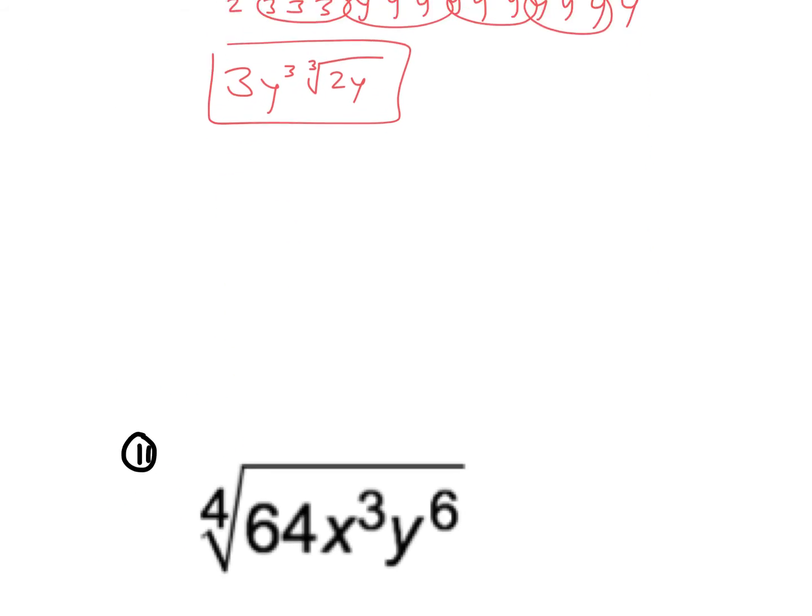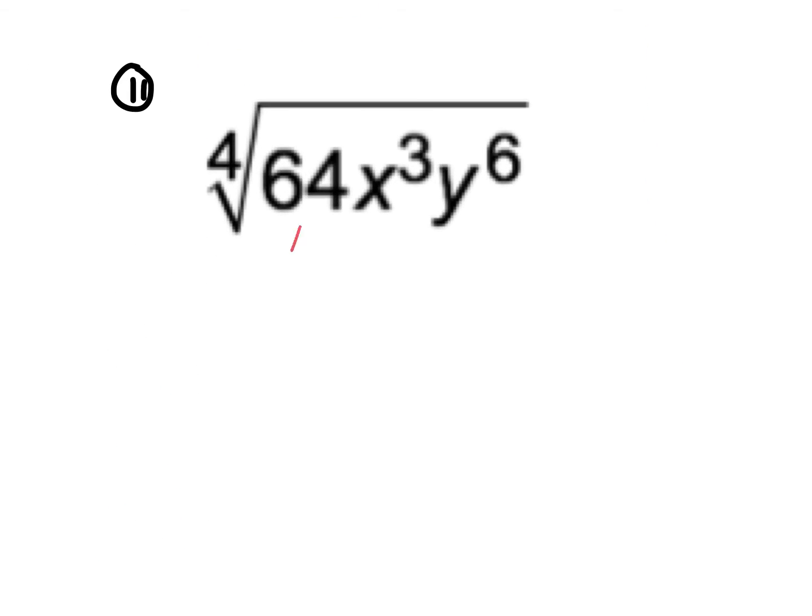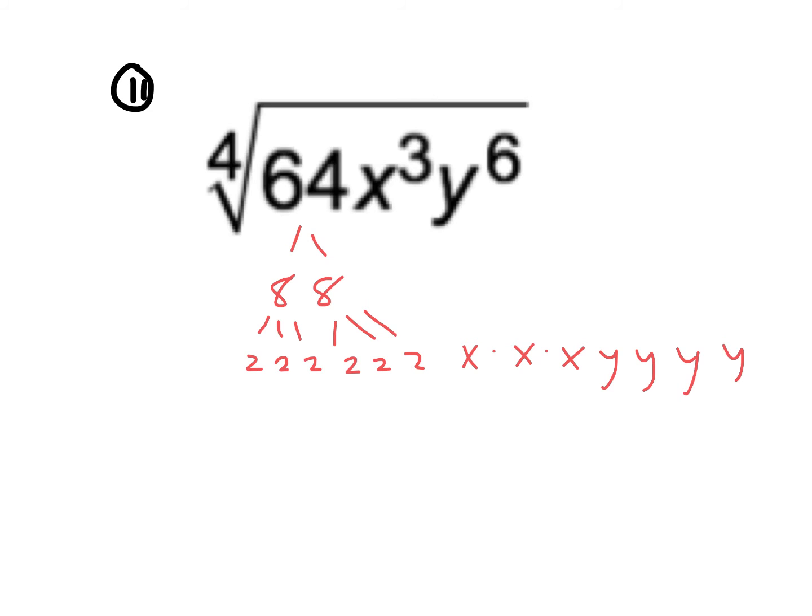All right, number 11. What are factors of 64? 8 and 8. 8 can break down into 2, 2, and 2. Here we have 2, 2, and 2. We have 3 x's and 6 y's. We're circling groups of how many? Groups of 4 here. So we have 4 2's and 4 y's.